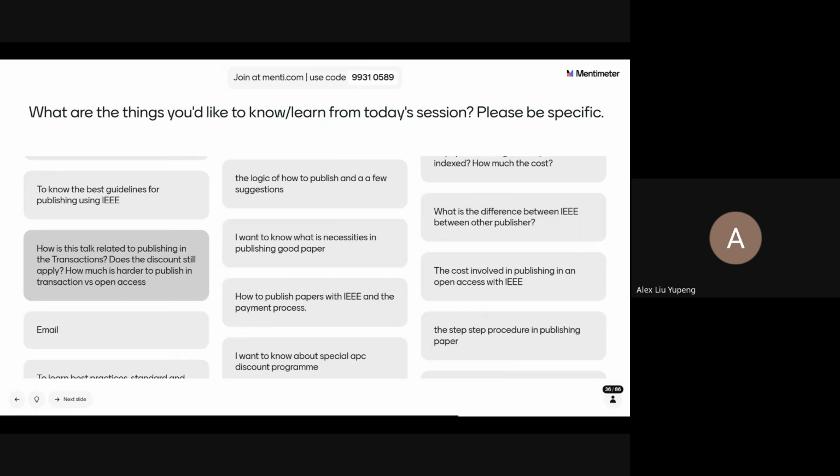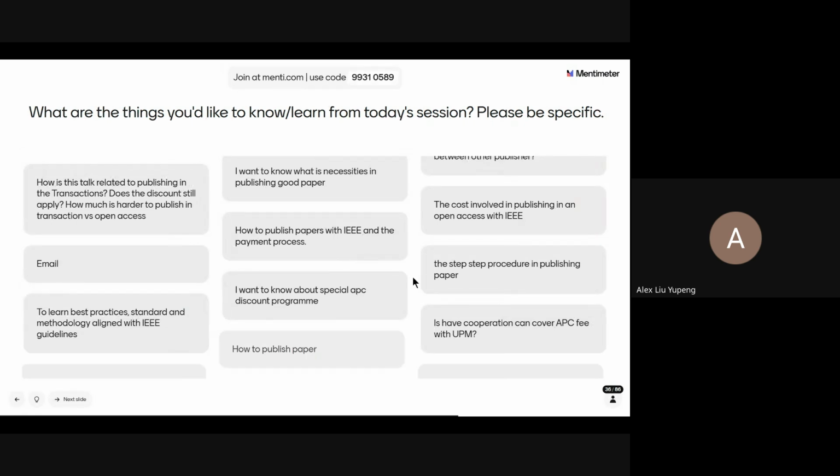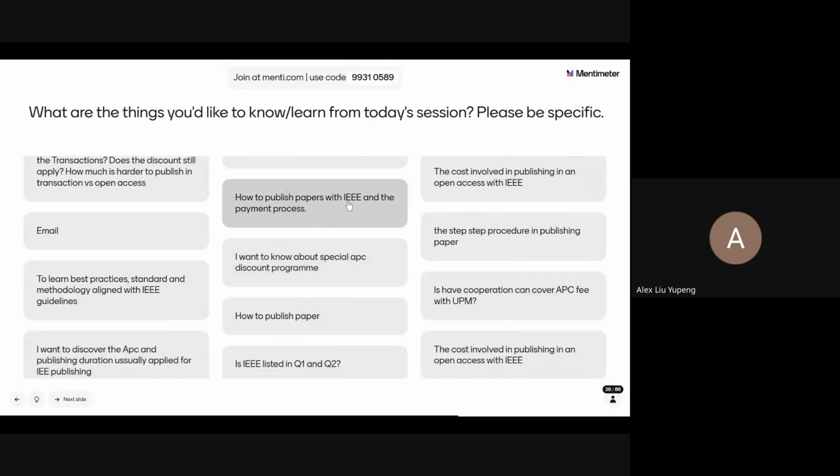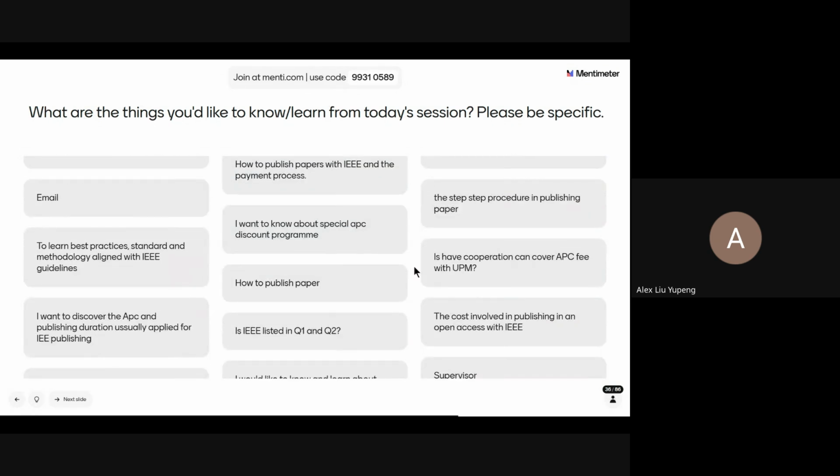But if you are comparing different journals, obviously that makes sense. If you are comparing publishing in a top-ranking Q1 journal, obviously it's harder compared to a Q3 journal, right? I hope that addressed that question. We pretty much answered most of these questions, I guess. Discount, we talked about the discount.